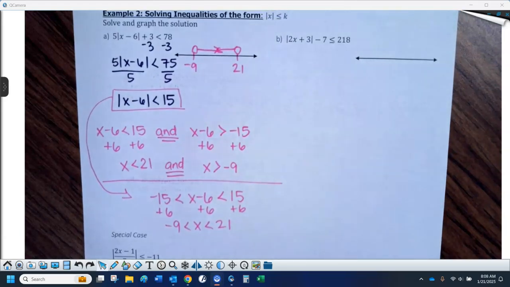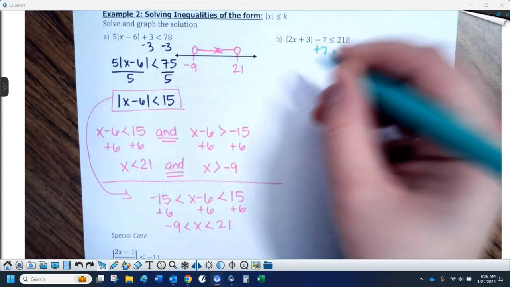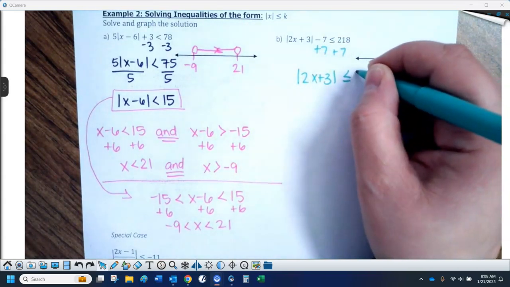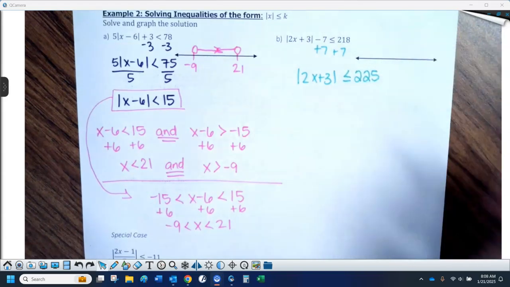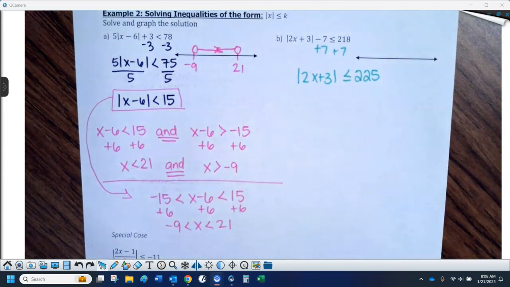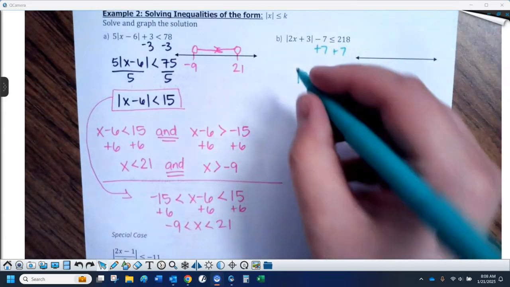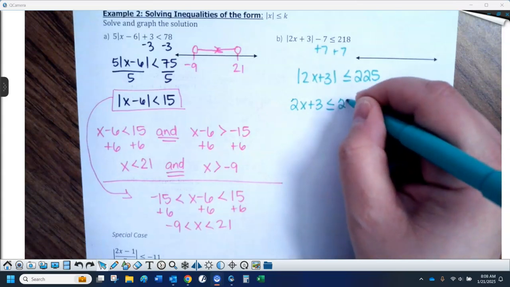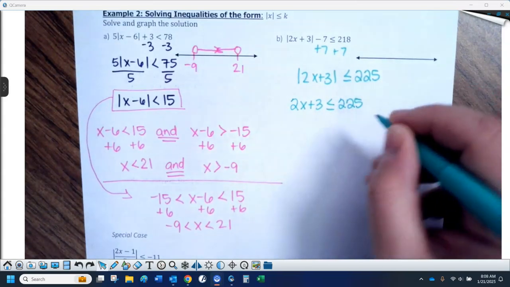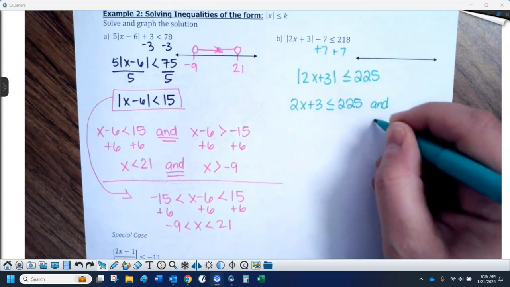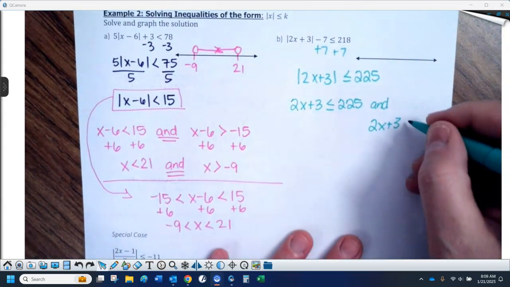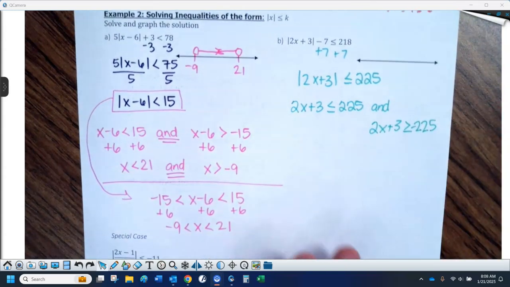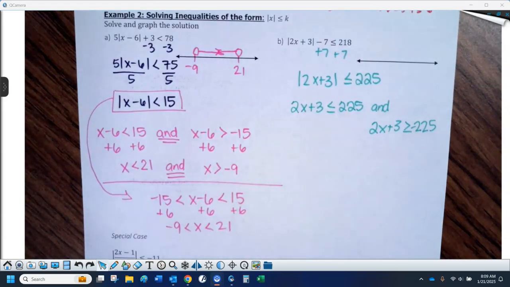Okay, and then let's do one more real quick. Get your absolute value alone first. So 2x plus 3 in my absolute value is less than or equal to 225 if I add 7 there. Okay, now there are 2 ways to do this. Just drop your absolute value: 2x plus 3 less than or equal to 225, and 2x plus 3 is greater than or equal to negative, so I'm going to flip the sign and flip the number. The other way you could do this, let me do it on this one.